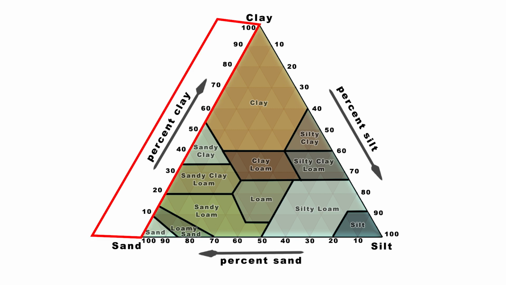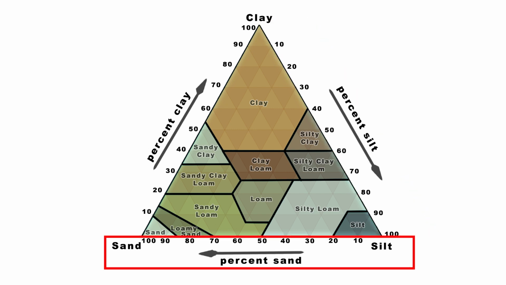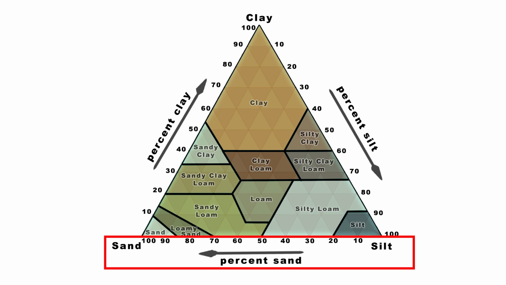Note that the percentage lines of clay, look here, clay is on the left hand side of the triangle. The percentage lines of the clay run parallel to the base of the triangle. The percentage lines of the silt run parallel to the side of the clay. And the percentage lines of the sand run parallel to the silt side of the triangle.